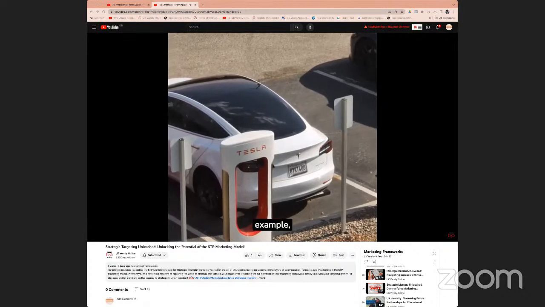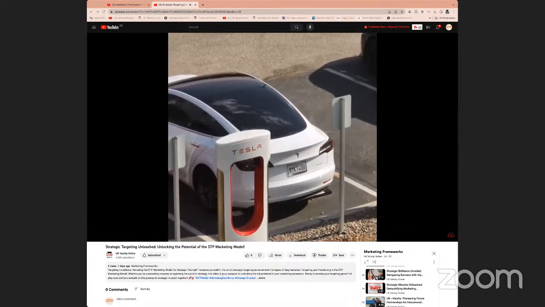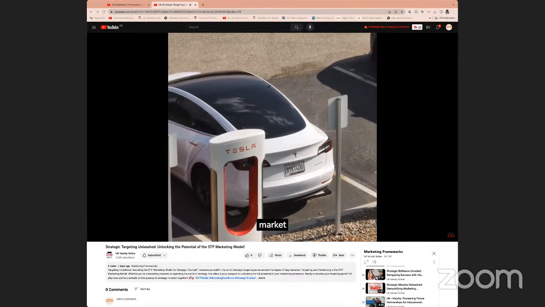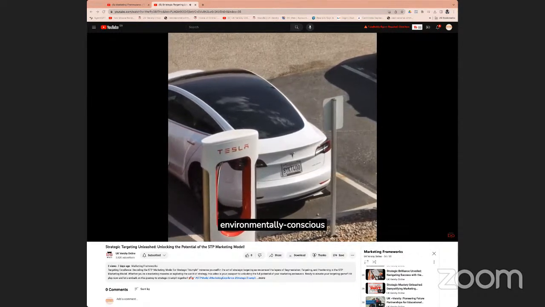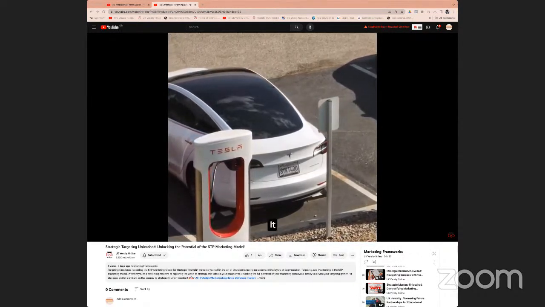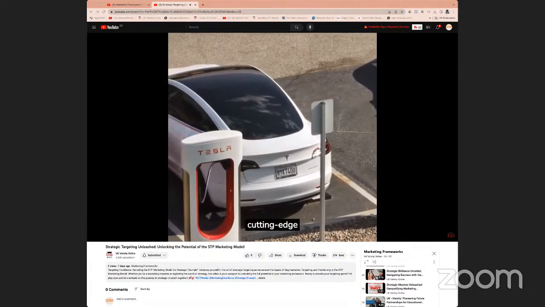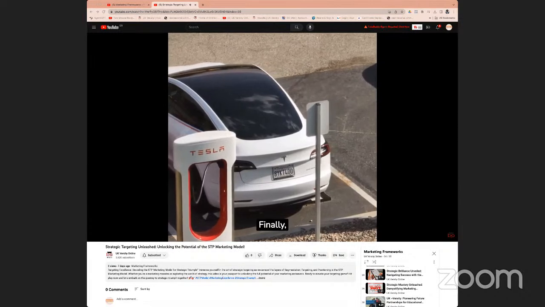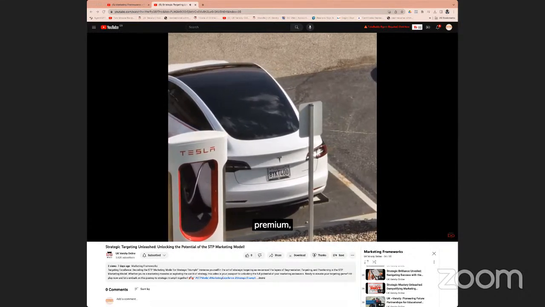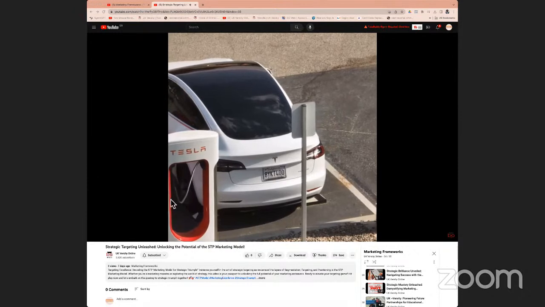As a practical example, let's consider Tesla. Tesla segmented the market by focusing on environmentally conscious and tech-savvy consumers. It then targeted this segment with electric cars featuring cutting-edge technology. Finally, Tesla positioned itself as a premium, sustainable brand.